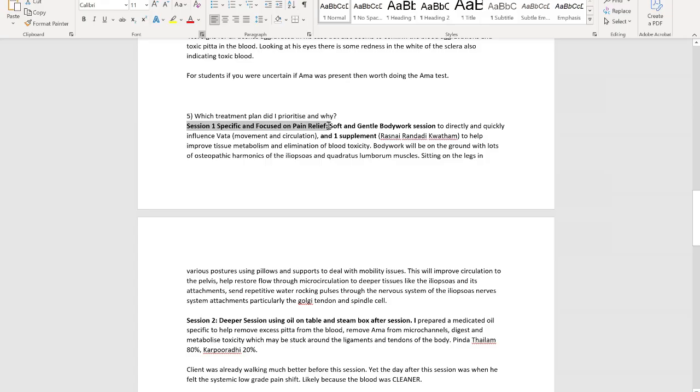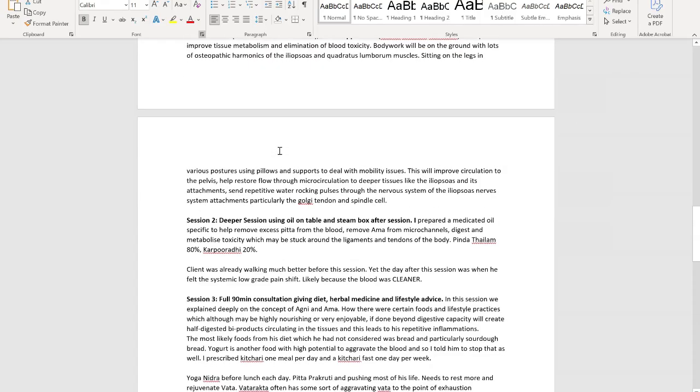It's a focus on his pain and his immediate symptom that's only within days, and getting immediate relief on that. Because it's a vata related symptom, I know that touch and body work, the sense organ of vata is touch, can have a quick influence on that movement and circulation and that spasm. A soft and gentle bodywork session, really focusing on balancing the vata. That was the first session. I'll come back to explaining what I did in that session.